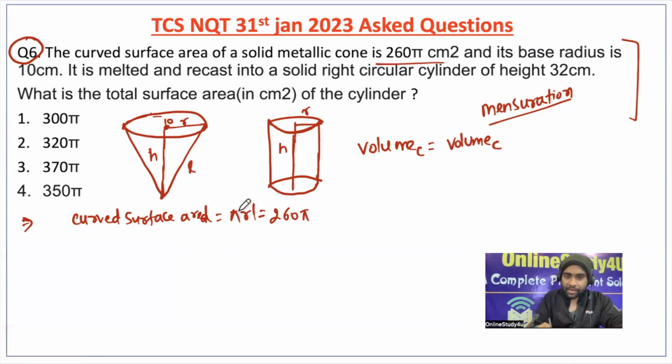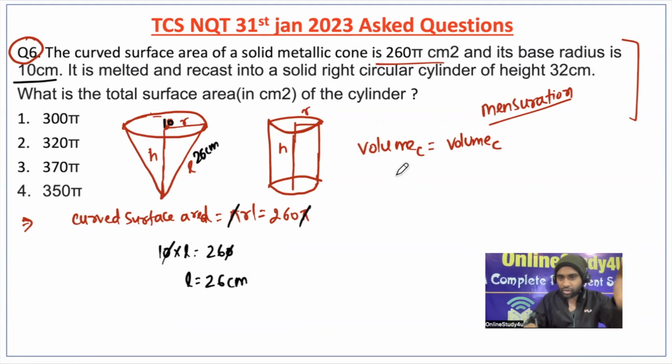So pi R L, pi and pi cancelled, and radius is given 10 centimeter here. So 10 into L will be equal to 260. This 0 cancelled, so we got the value of L equals 26 centimeter. One more thing, sir, what is the volume of the cone? 1 by 3 pi r square H. And what is the volume of the cylinder? The volume of the cylinder will be pi r square H. In this case both have to be equal.